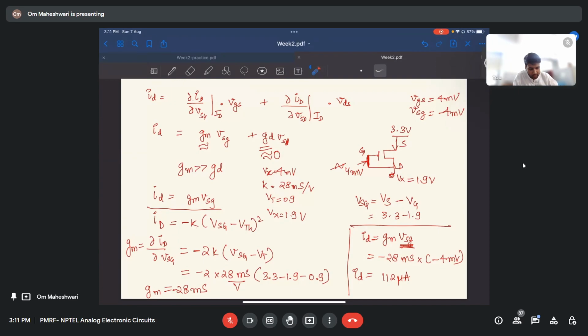So how is it a current source? It is I by V into V, so V and V cancel, and we get I. This is how it acts as a current source. If you draw the small signal model, it was something like this, right? Yes, sir. Anything else? Okay. If not, let's move ahead to the second question.